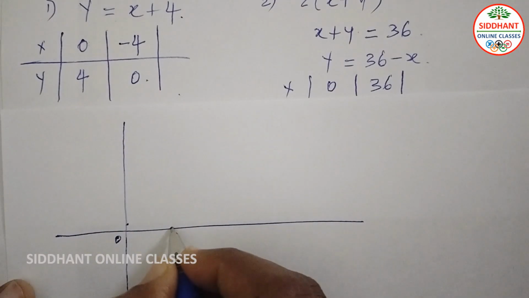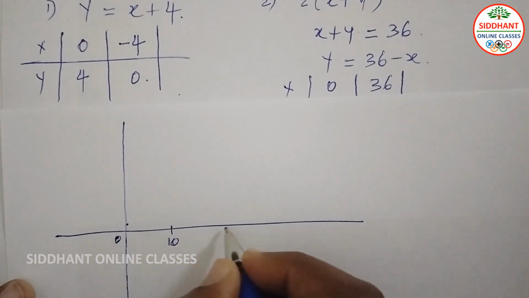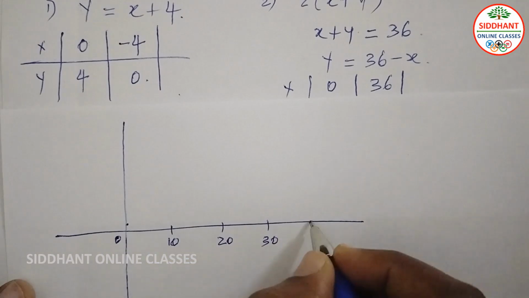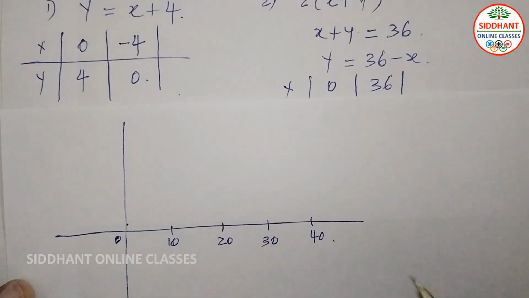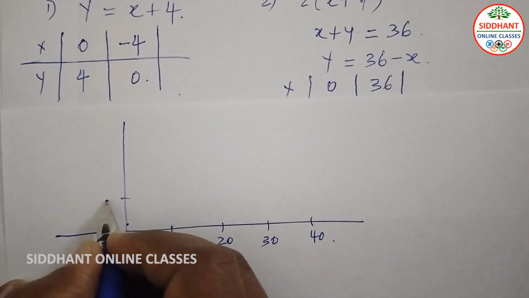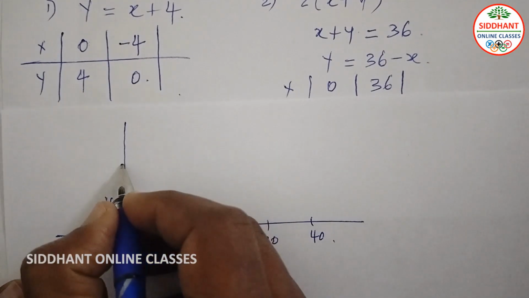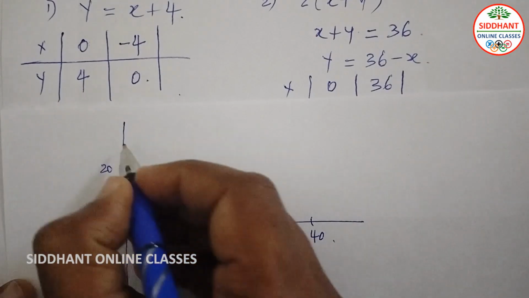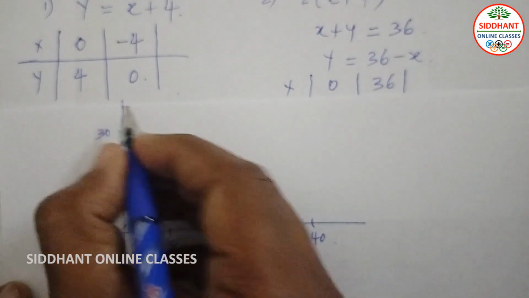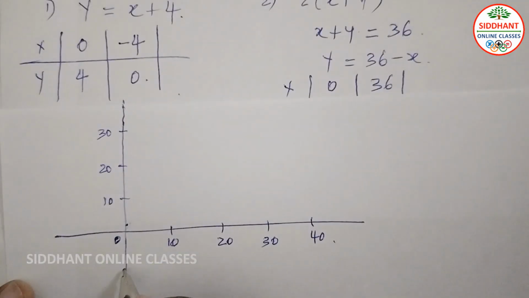So 0, here 10 suppose, 20, 30, 40. And now here 10, 20, 30, and down 10, here minus 10, here minus 10.